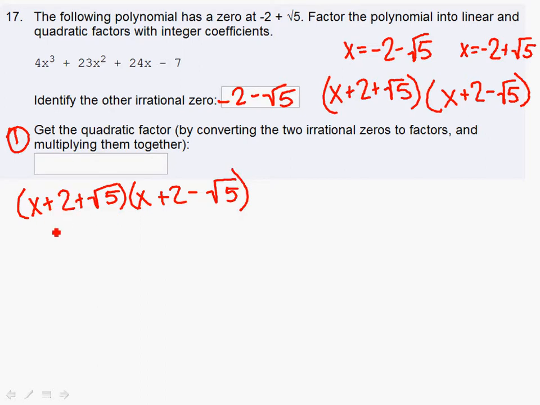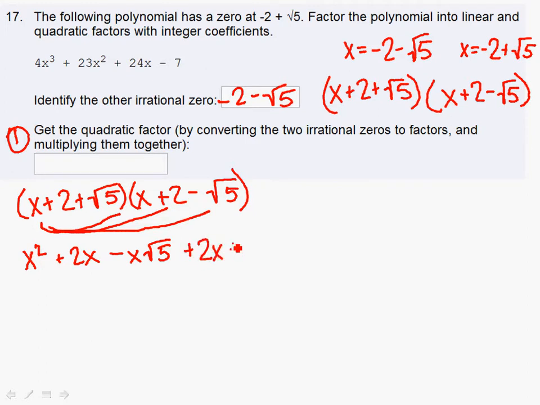So I'm going to distribute each item to the one in the other parentheses. x to x would be x squared, x to 2 would be 2x, x to negative square root of 5 would be x times negative square root of 5. Following this pattern, I have plus 2 times x is 2x, 2 times 2 is 4, 2 times negative square root of 5 is -2 square roots of 5.